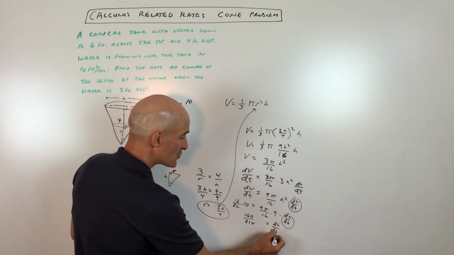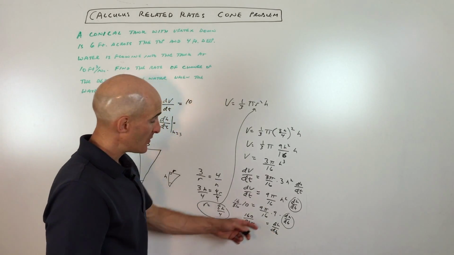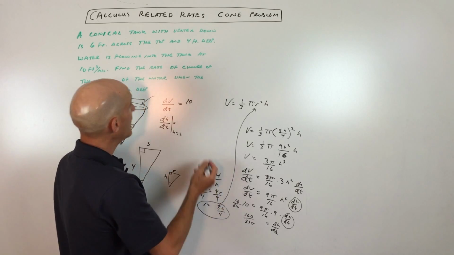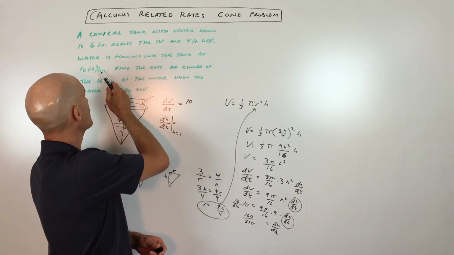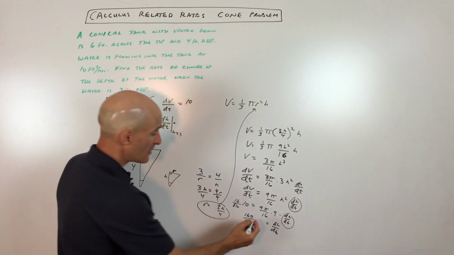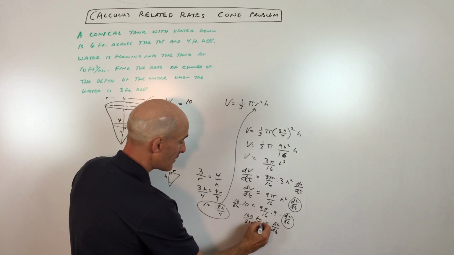Sometimes students get a little bit confused about the units, but this is the change in height. We've been calculating everything in feet, and you can see that the volume was going in at the rate of 10 feet cubed per minute. So the units here are going to be feet per minute.